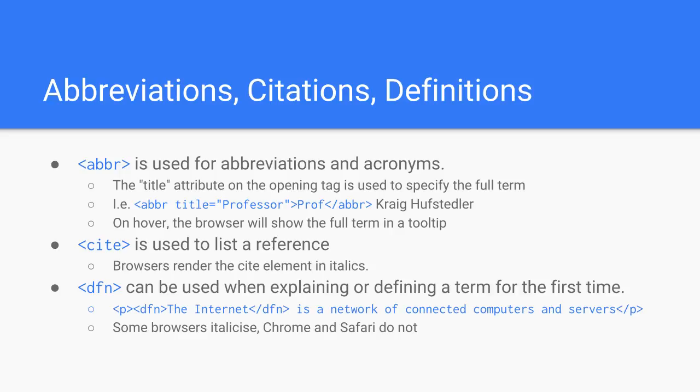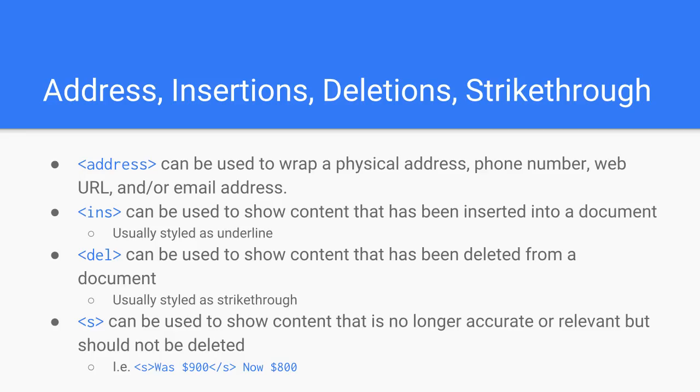So think of a textbook where the first time a term is defined, it'll be bold. We might use the DFN tag for that. This is one where the browsers are kind of split on how they render it. Some of them italicize by default, some don't. It just depends. Again, we're not using it for the style, we're using it for the meaning. So we should be overriding our own styles. In here we're just defining the internet. We're defining it for the first time in this paragraph, so we want to use the definition tag.